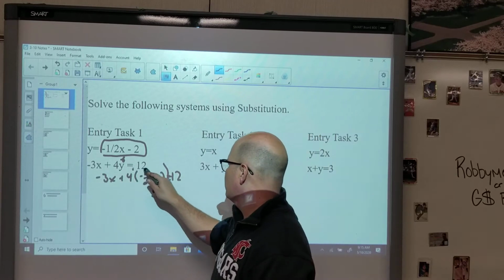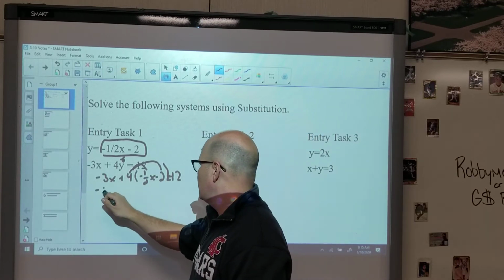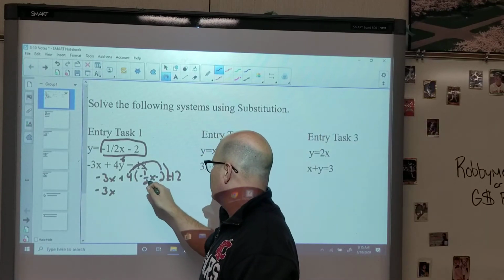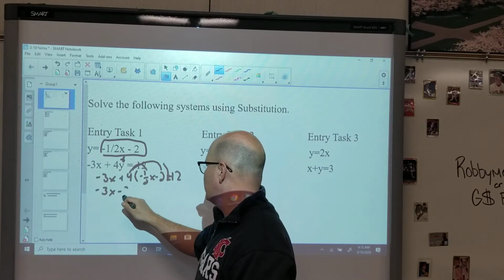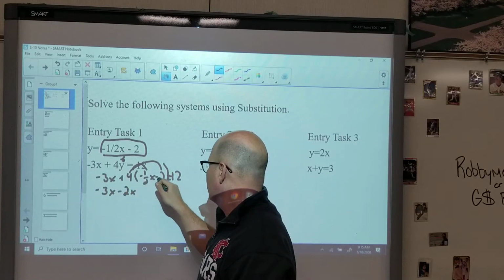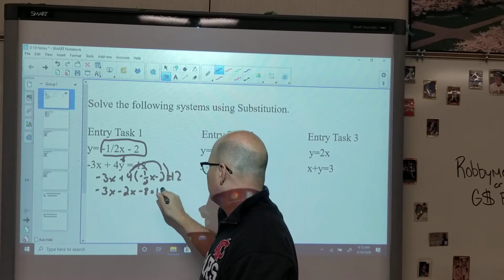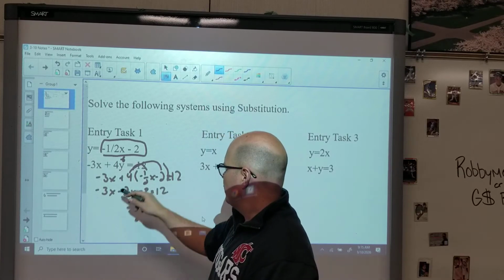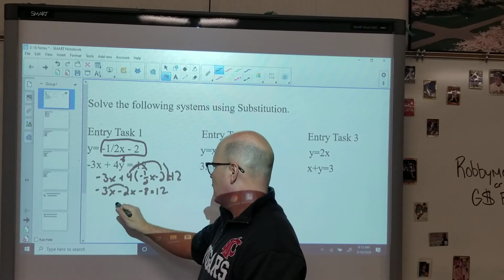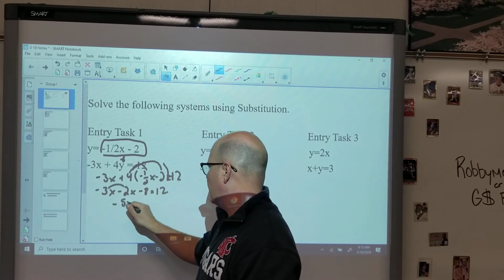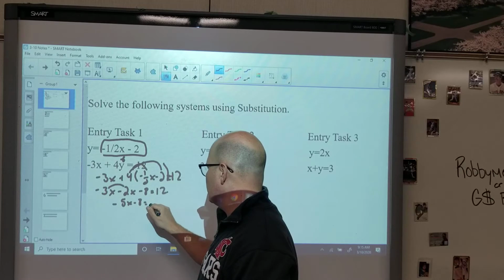So I'm going to distribute, so I get negative 3x, 4 times negative 1/2 is negative 2x, 4 times negative 2 is negative 8, and that all equals 12. Now I distributed, so now I'm going to combine my like terms. This is negative 5x minus 8 equals 12.